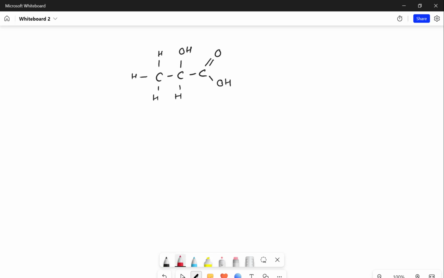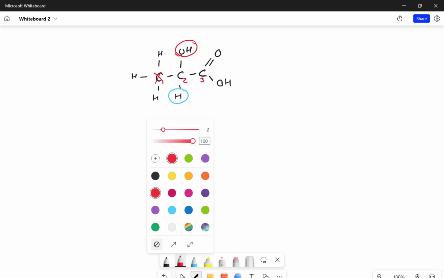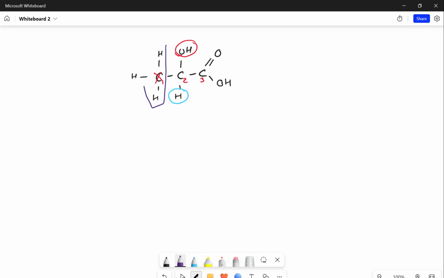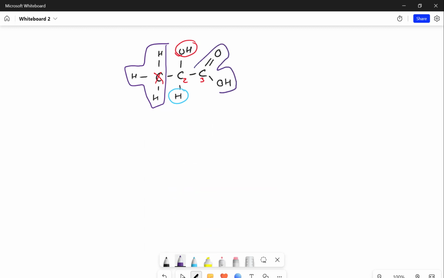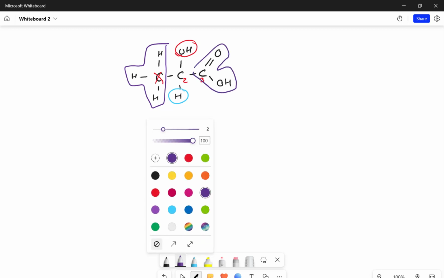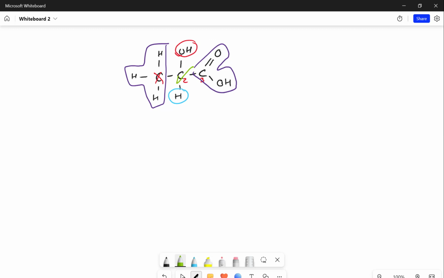So again, label my carbons 1, 2, 3. Do a quick scan of what could possibly be chiral and what could be achiral. We have a carbon here on carbon number 1, and it has 1, 2, 3 hydrogens. That cannot be chiral because it does not have 4 different groups. Carbon number 2, we have a lovely OH group up here. We have a hydrogen. We have a methyl group, and we have this COOH group. So that carbon number 2 most certainly is chiral.